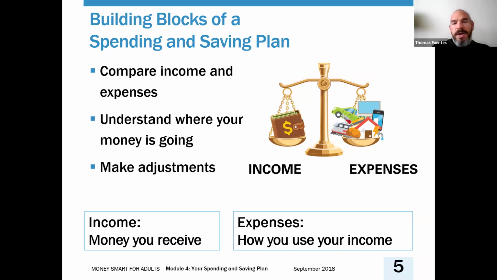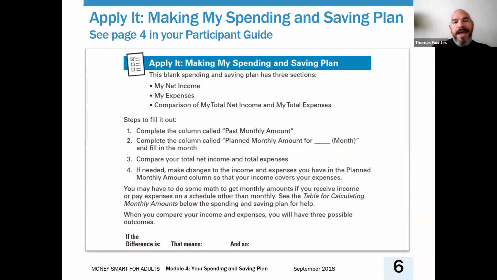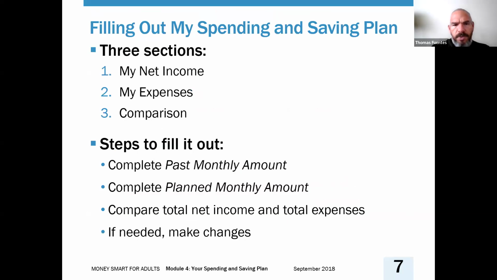So, in order to better understand the dynamic of how these two things exist, you would actually create a plan. You'll see in our first apply it section here that we have the making of a spending and savings plan. This is something that you can do after the workshop, after we've gone through the key terms and definitions. I don't think we have the graph here. No, we don't. Okay, but we'll go into the details on how to fill it out.